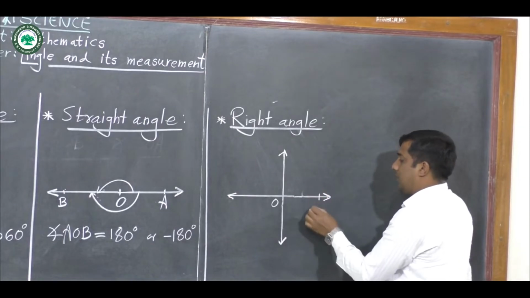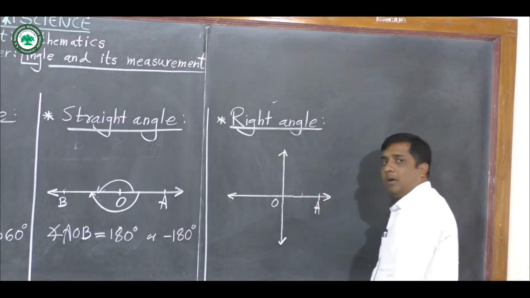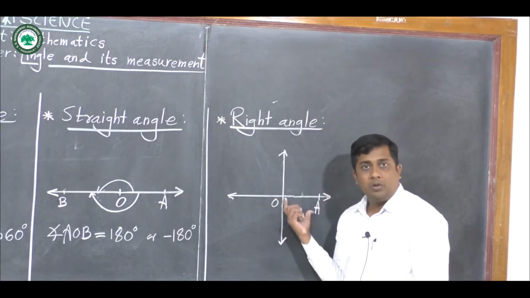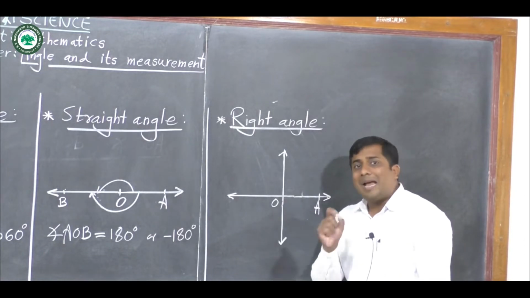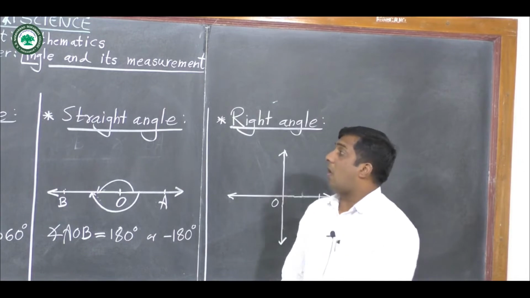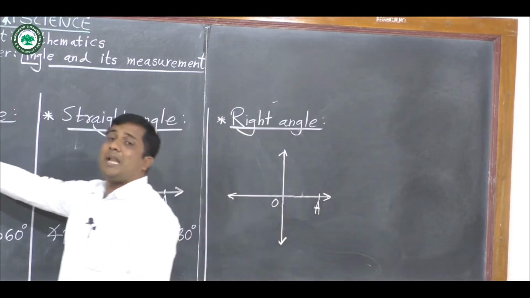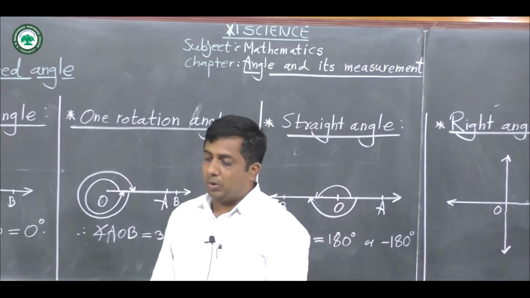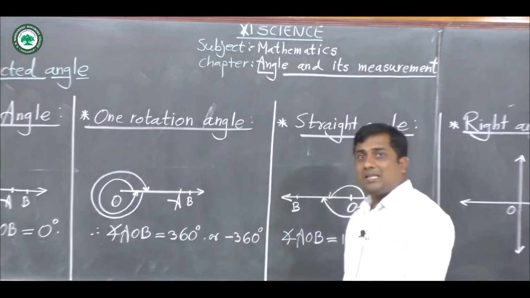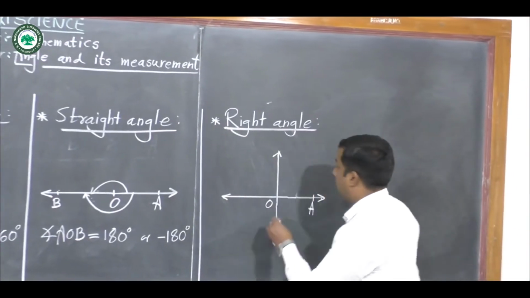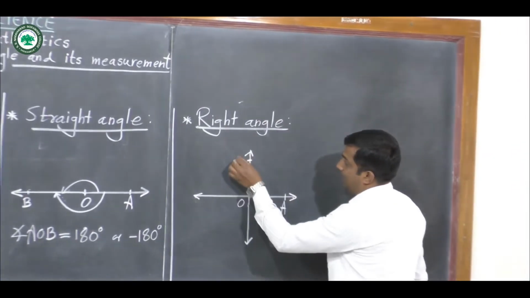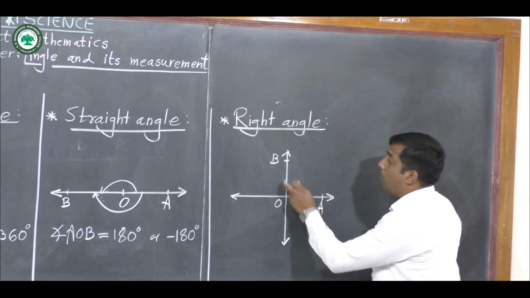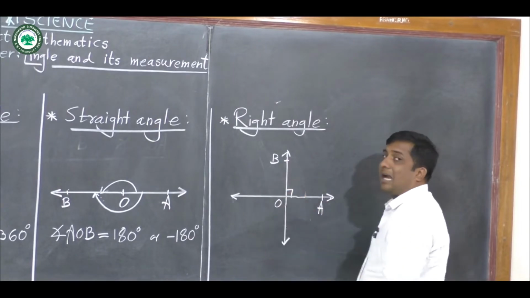Suppose here is our point A and this is ray OA. Here the right angle means 1/4 of one complete rotation angle, and this is a right angle. 1/4 means suppose here B is here. So angle AOB is the right angle.